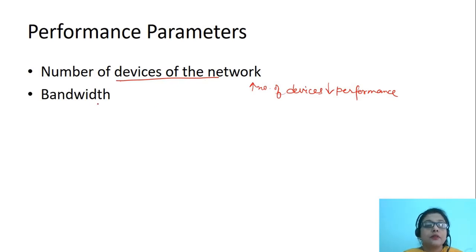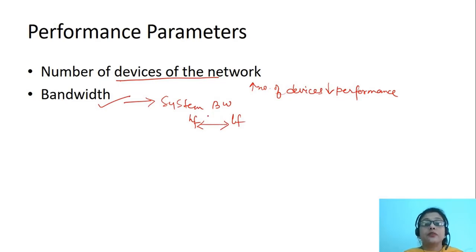Next comes the bandwidth. It is basically the system bandwidth. System bandwidth means what are the two different frequency levels that are being supported by the transmission medium: the highest frequency component and the lowest frequency component. The difference between these two frequency components will give the system bandwidth.